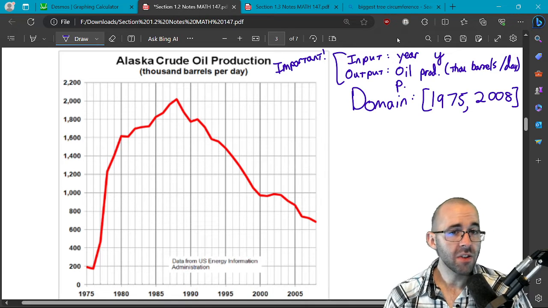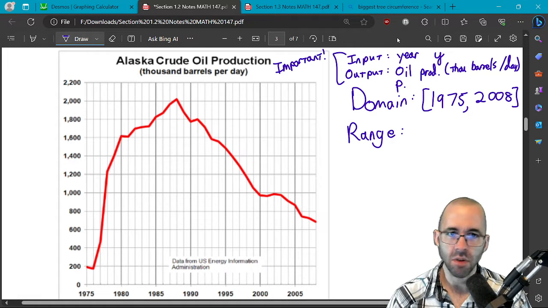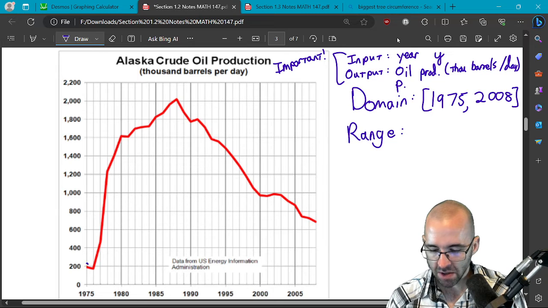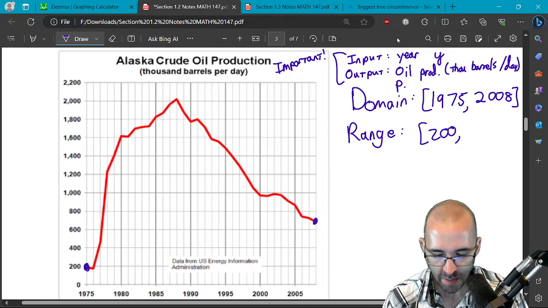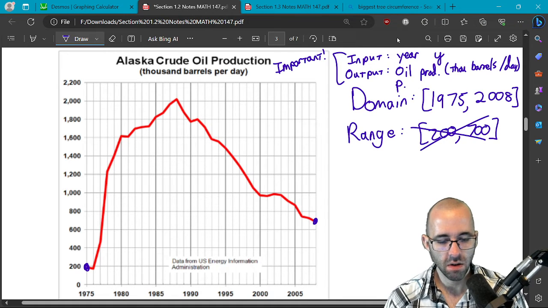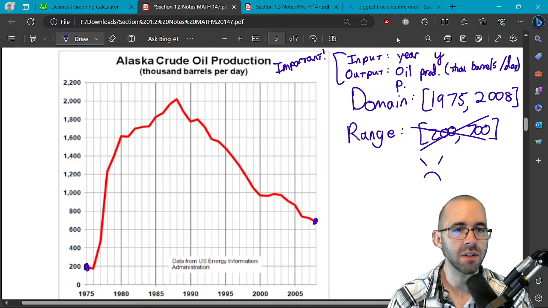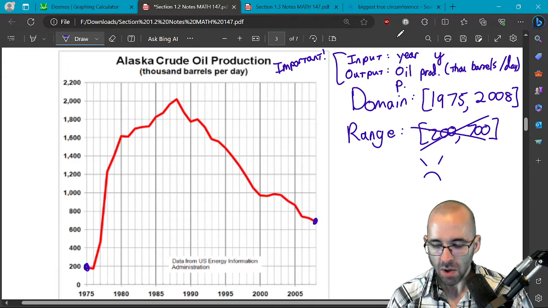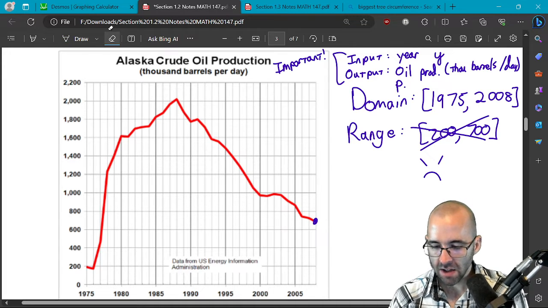Now, the range is where you got to be a little careful, because it's very tempting, and don't write this down, very tempting to say, well, we started around 200 thousands of barrels a day, and we ended at about 700. But this is wrong. Because the range should say the smallest and the biggest output. That makes sense. Well, the smallest is actually not where we started. The smallest is a little later, right?